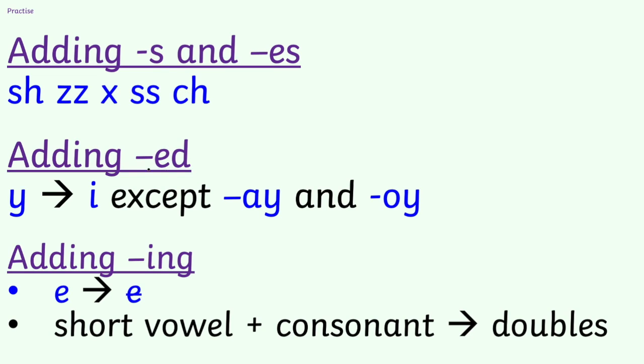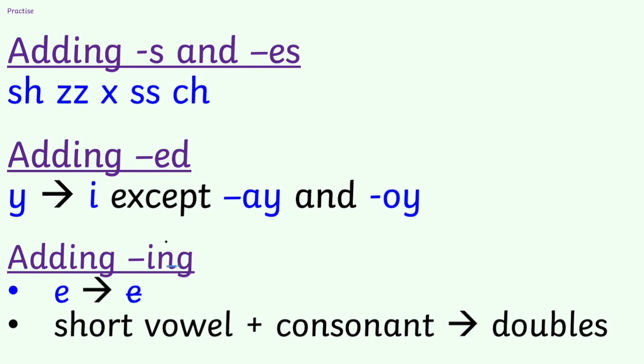When we're adding ED to the end of a word, we normally just add ED, except if the word ends in a Y, in which case we have to change it to an I. But if the Y is working together with an A or an O to make the A or the OI sound, then we leave it there. It's like it's stuck to its partner and we can't get rid of it.